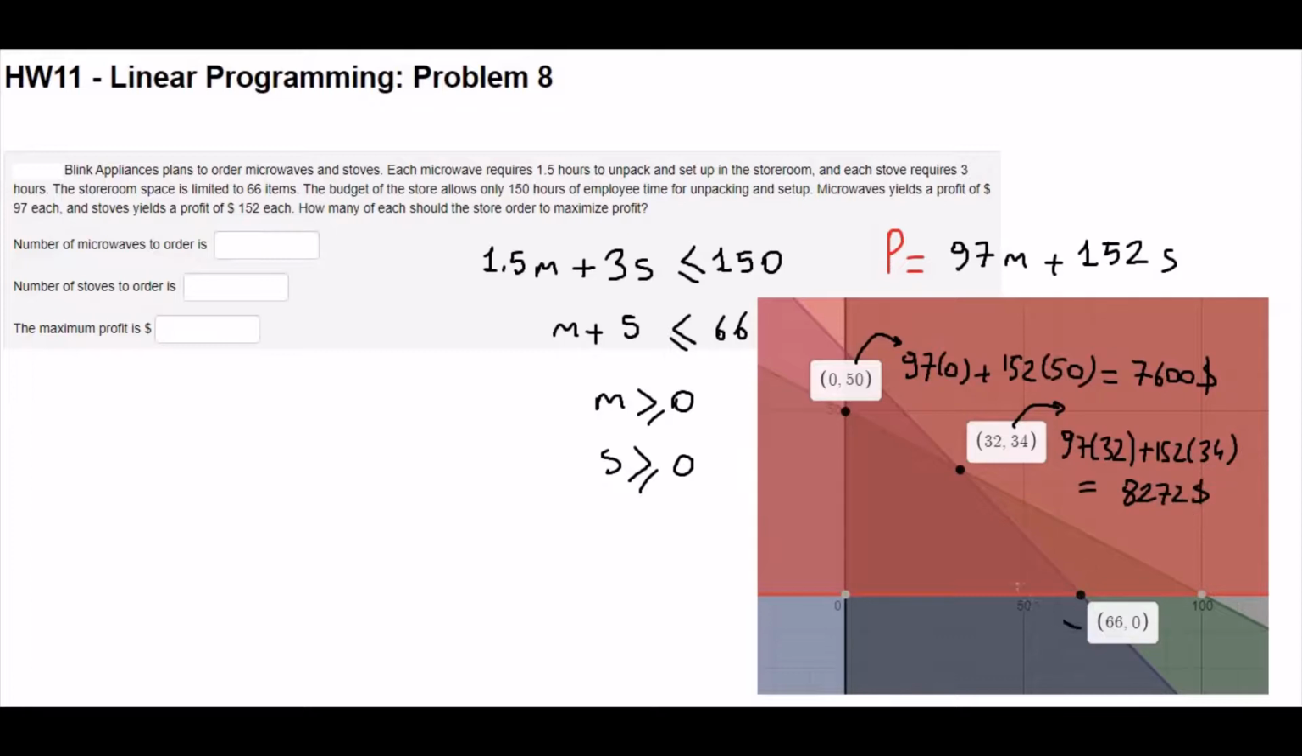$8,272. And this corner, if we plug in 97 times 66 plus 152 times 0, gives us $6,402. So as we can see here, this is our maximum profit. So $8,272 is our maximum profit, and the point is (32, 34), which is the number of microwaves and the number of stoves.